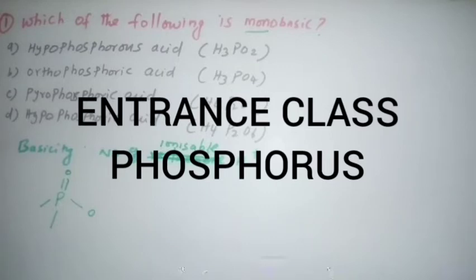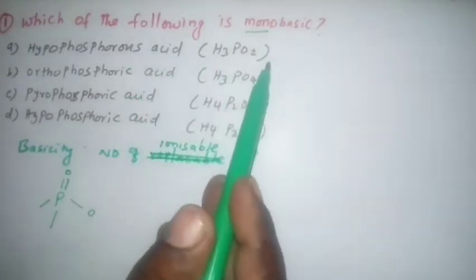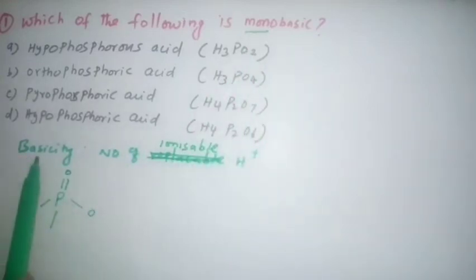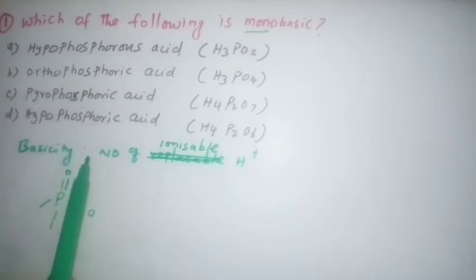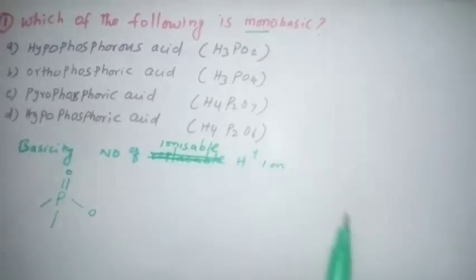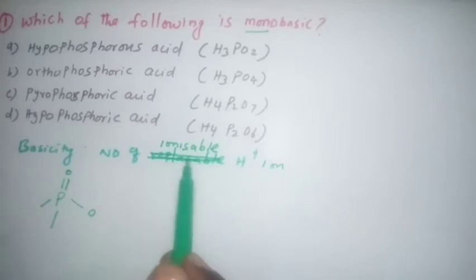In this video we are going to discuss around 15 questions related to phosphorus and its compounds. So question number 1, which of the following is monobasic? Normally basic means basicity. What is the meaning of basicity? Basicity means the number of ionizable H plus ions. Mono means single, so it has only one ionizable H plus ion.